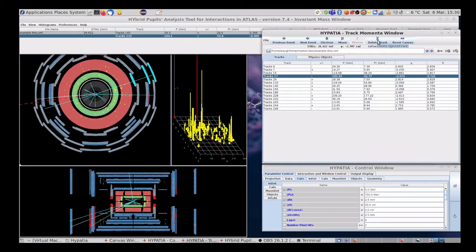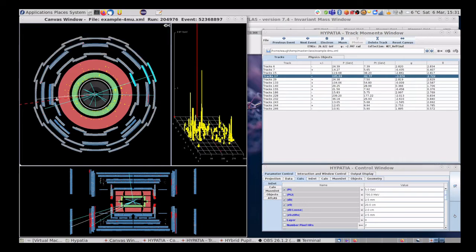You just click delete, select it in this table, then select delete track. It doesn't actually delete the track from the event, just from the invariant mass window. Now we've still got our select icon. Let's have a look at these other 2 muon tracks on the left.